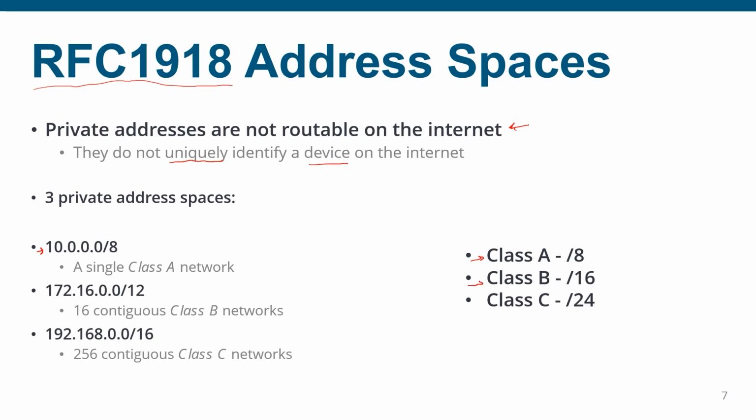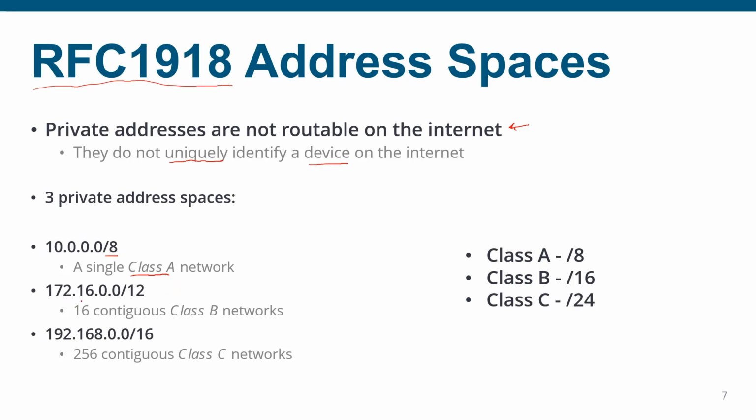Similarly, a Class B network is a /16. So recall that these are 8-bit subnet masks and 16-bit subnet masks. And a Class C network is a 24-bit subnet mask. And below each of our private address spaces here, we see that the 10 space gives us a single Class A network, a single /8 Class A network.